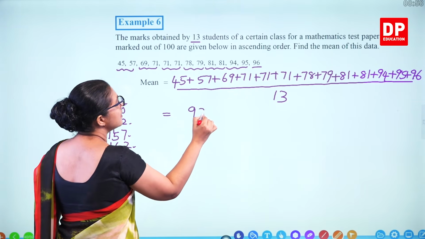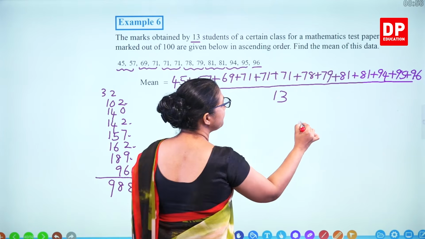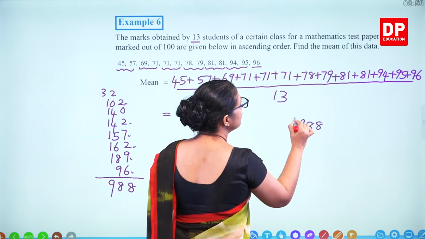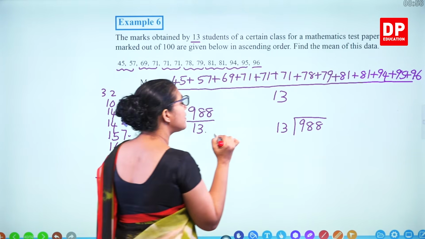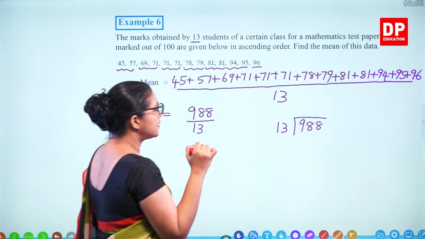988 divided by 13. Now use long division. 13 times 7.